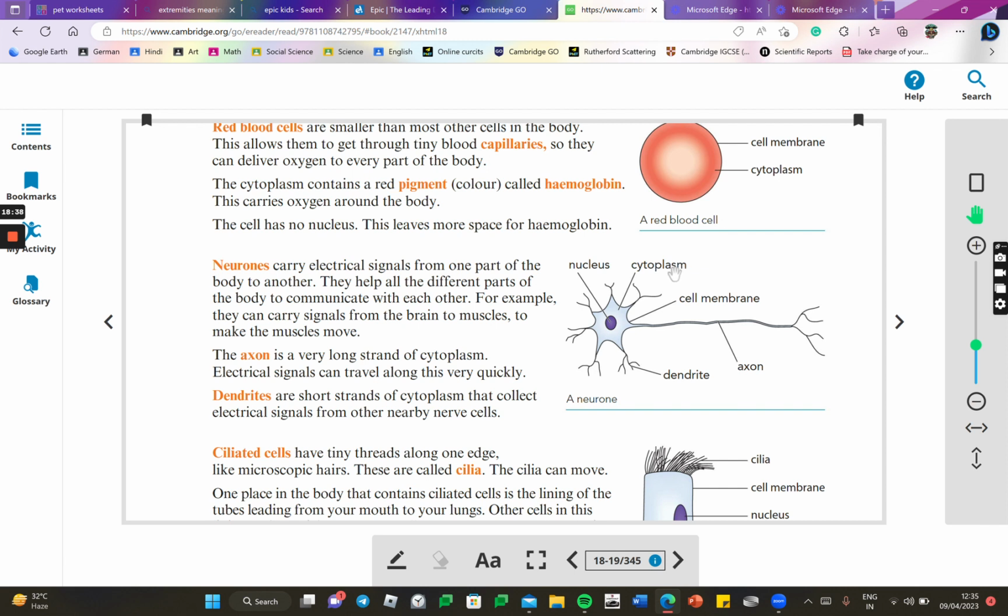Okay, then come the dendrites. Dendrites are short strands of cytoplasm that collect electric signals from other nearby nerve cells.